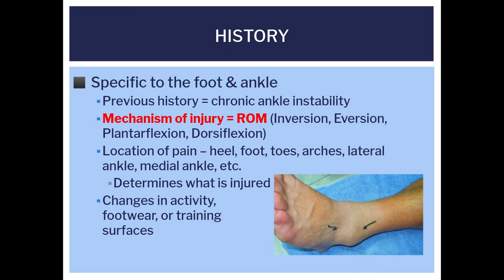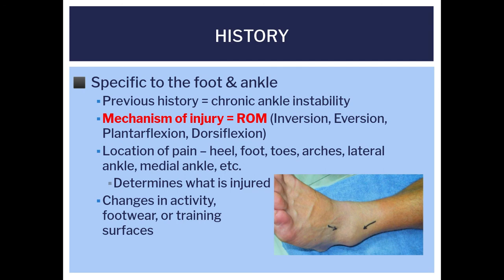Within your history, you're obviously going to have your previous history questions. So have you damaged it before? Do you have chronic ankle instability? Chronic ankle instability would mean you've already torn the ligaments in your ankle. You maybe have never done anything to correct them. You roll it so often that now it just doesn't have its stability. And so that's going to indicate you're going to be more prone to probably rolling your ankle.